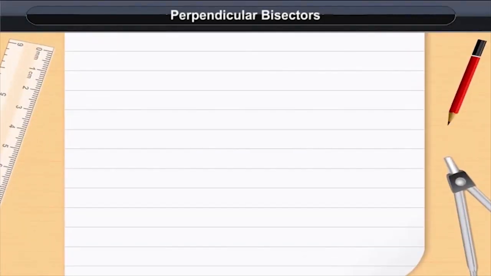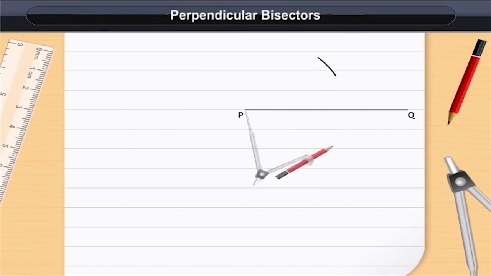Perpendicular bisectors. Let us learn how to draw a perpendicular on a line PQ and to prove that it is a perpendicular bisector for PQ. Taking P and Q as centers, let us draw two arcs of equal radii with the condition that the lengths of the radii should be more than half the length of line PQ.